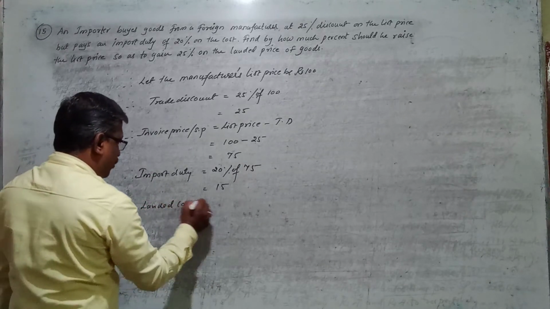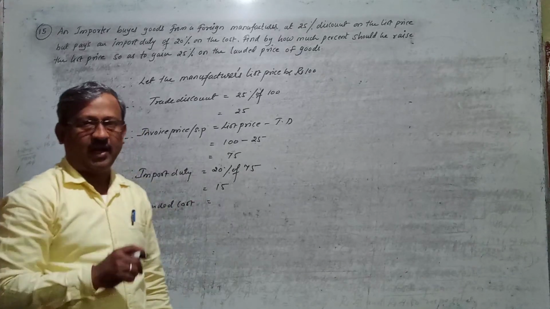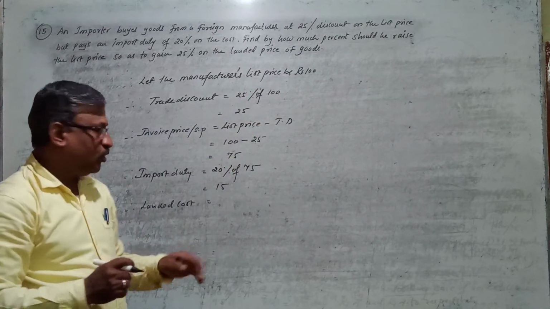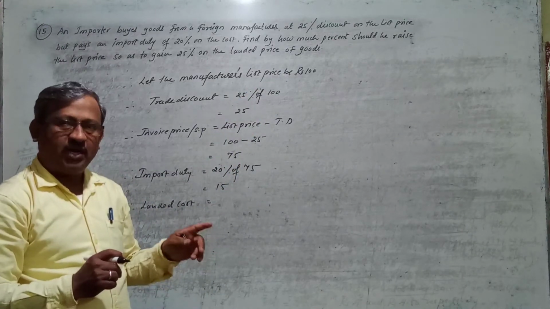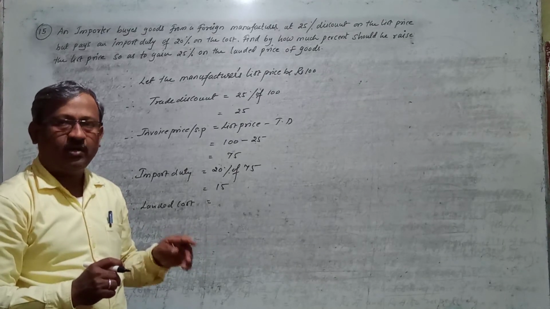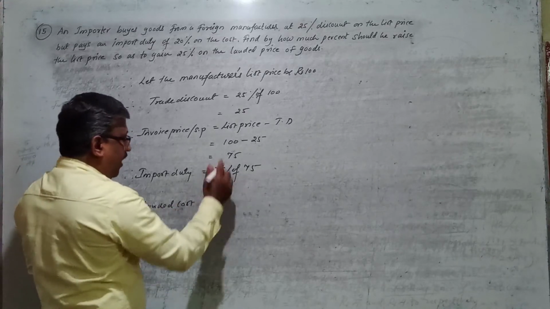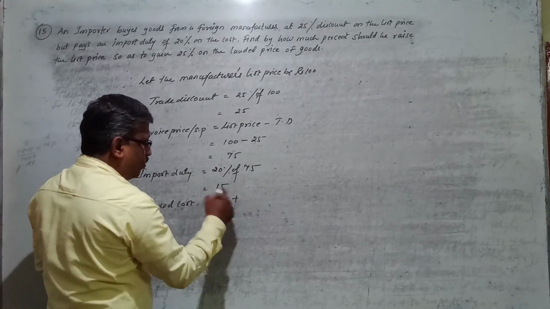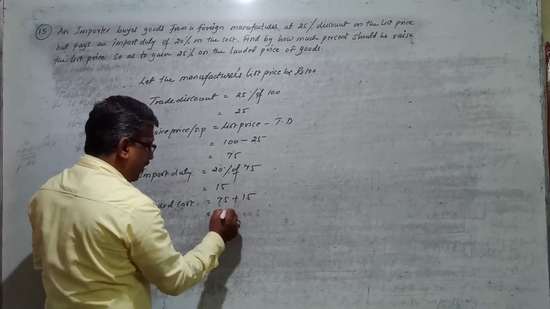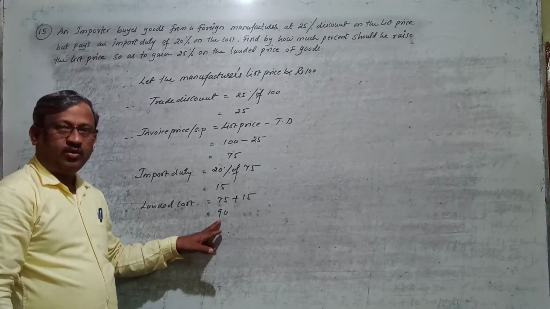Landed cost. In the previous class also I told what exactly the landed cost is. It means to land those goods in his country, totally how much it costs, that you have to find. That is called the landed cost, or it is also called the imported cost. So to get the landed cost, to the actual cost 75 rupees, you have to add the import duty 15 rupees. So it comes to 90 rupees. The imported cost comes to 90 rupees.